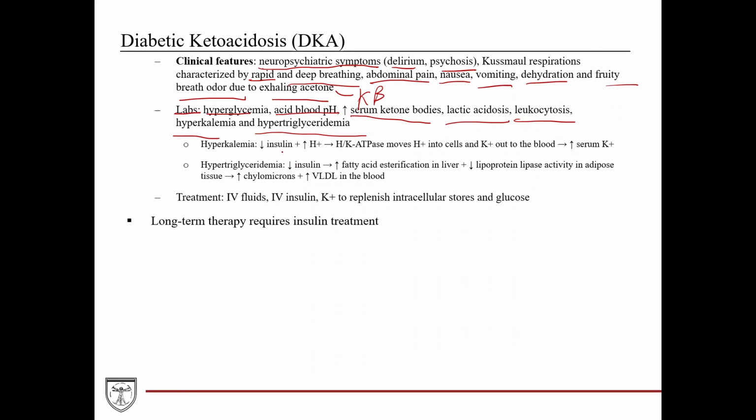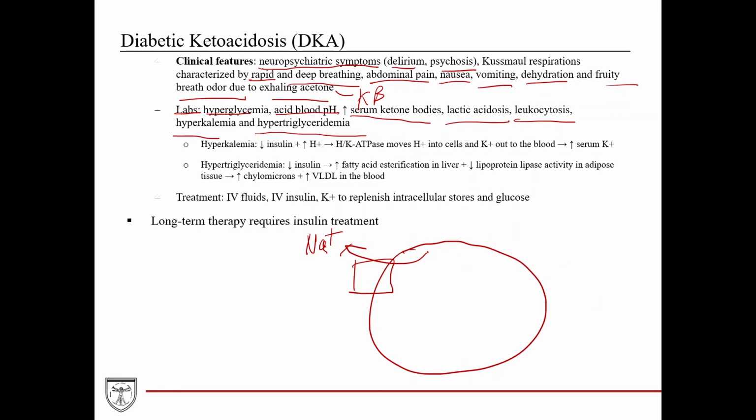So the hyperkalemia is actually kind of interesting and fairly complex. So let's draw a little bit of a cell diagram down here. If you remember, you have the sodium-potassium pump, which is moving sodium out this way against the concentration gradient, and then it's moving potassium into the cell, and it uses ATP. Now what's interesting is insulin actually stimulates the sodium-potassium pump.